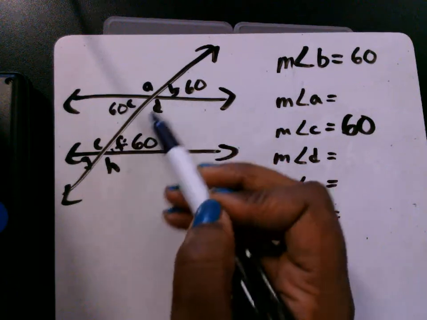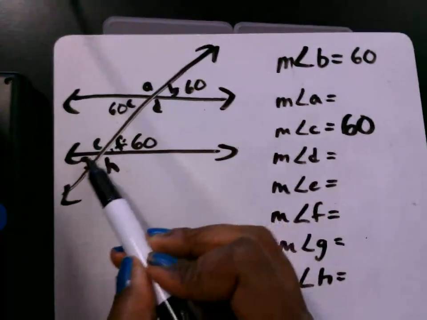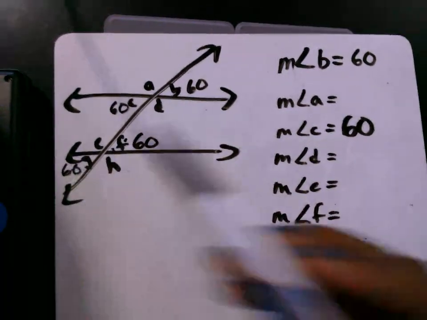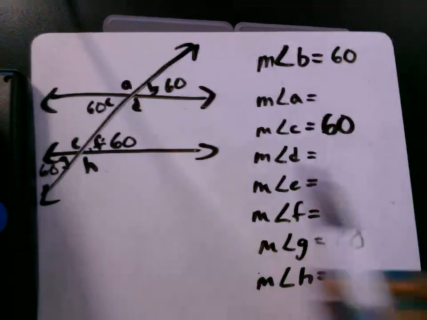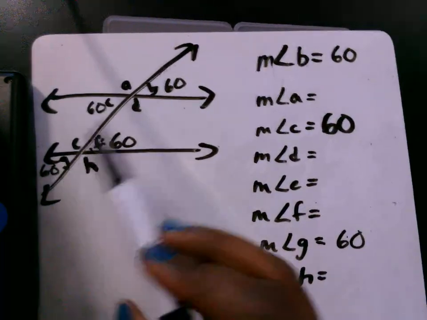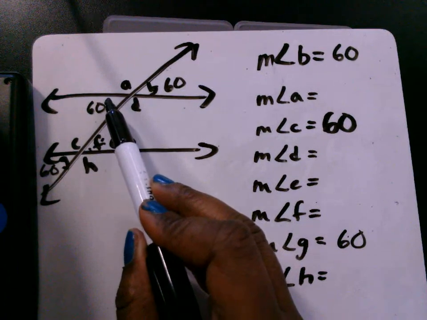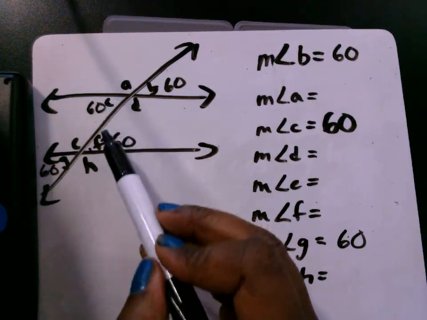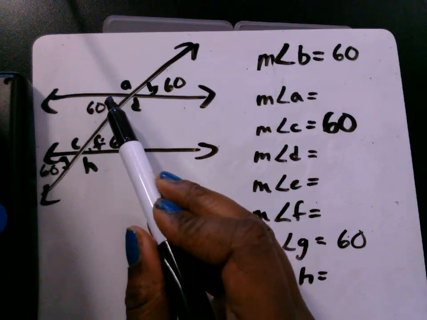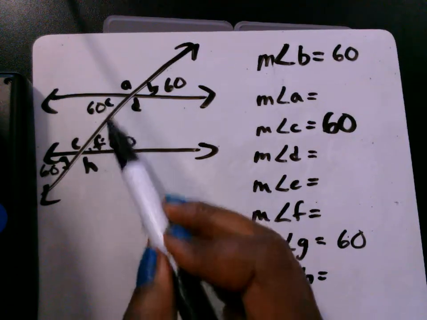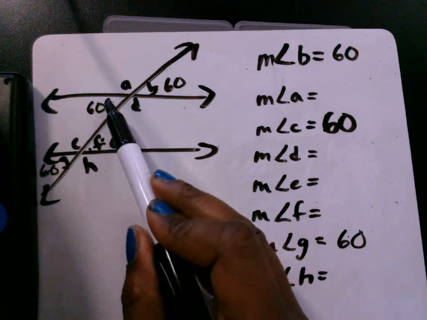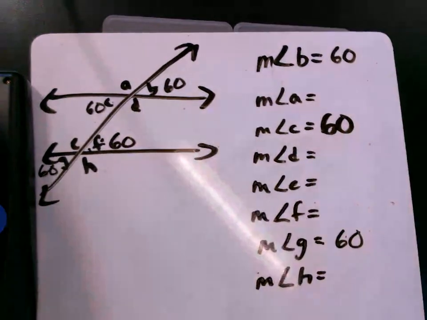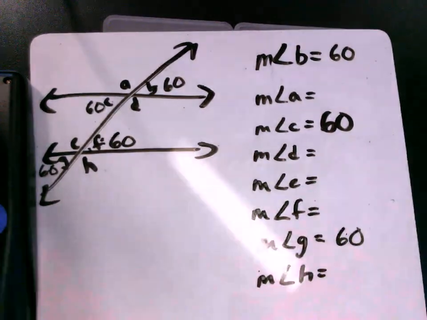Okay, what else is 60? G. Why is G 60? They're vertical from what? F. And then what's the relationship between C and F? They're interior, but what kind of interior angles? Alternate interior. C and F are alternate interior. Okay, so now, how do we find A?